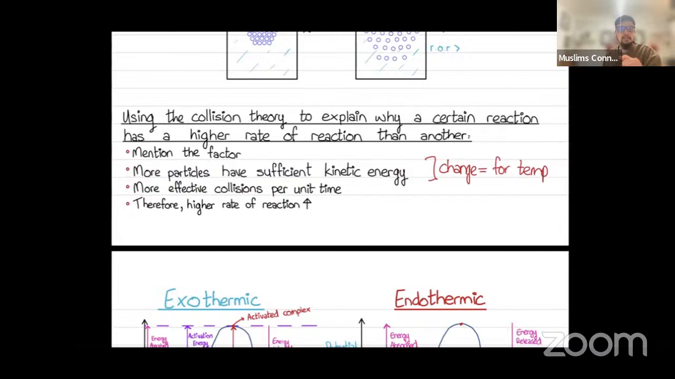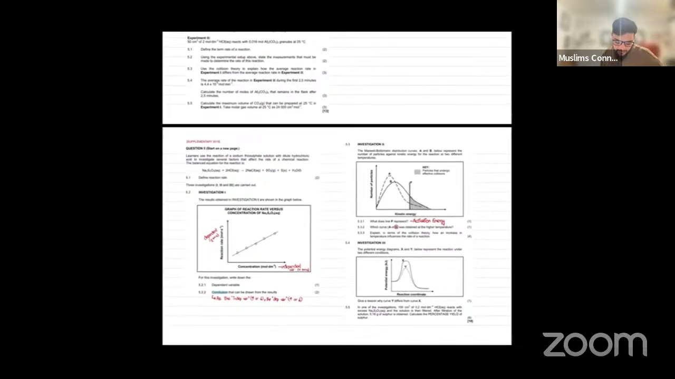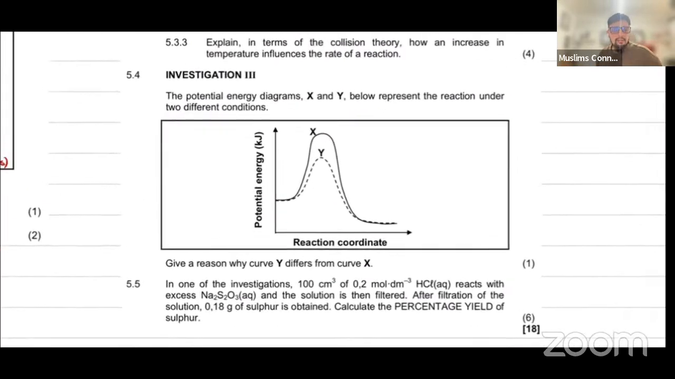So 4 marks. At a higher temperature, particles have higher kinetic energy. Therefore more particles or more molecules have sufficient kinetic energy, if you want to add extra, equal to or greater than the activation energy. There are more effective collisions per unit time, resulting in the rate of reaction increasing. 4 marks. Easy peasy, lemon squeezy.